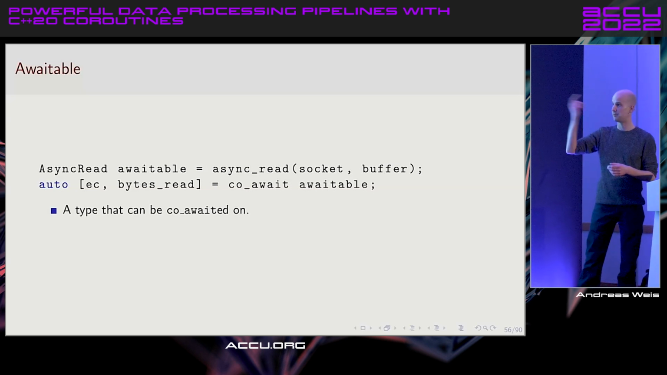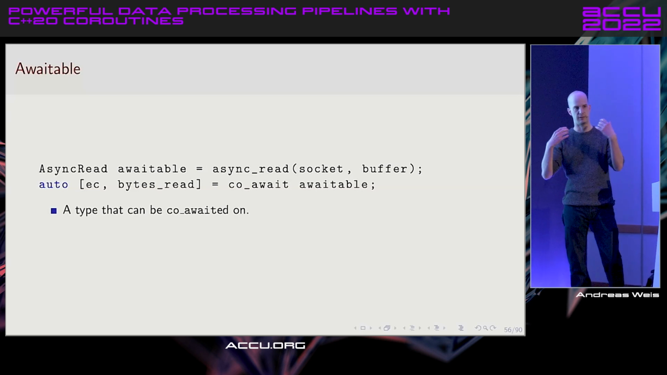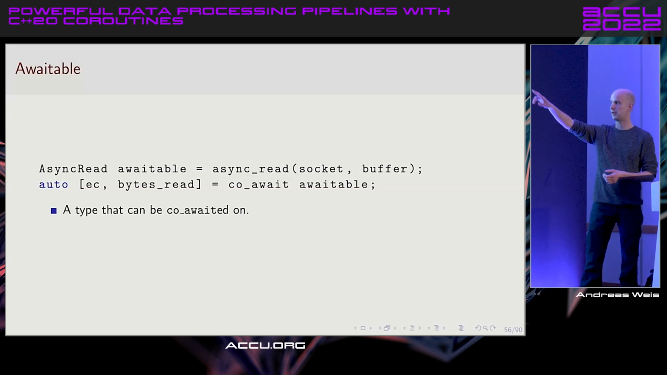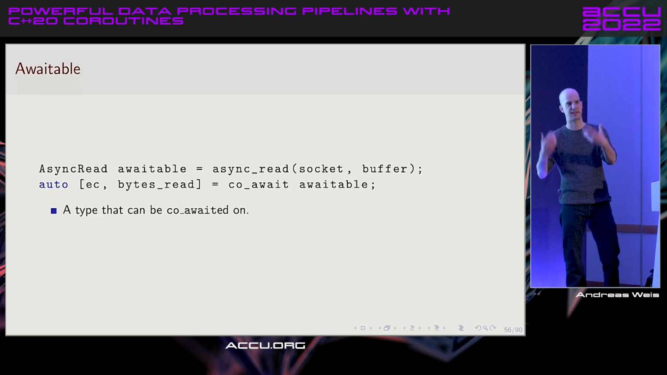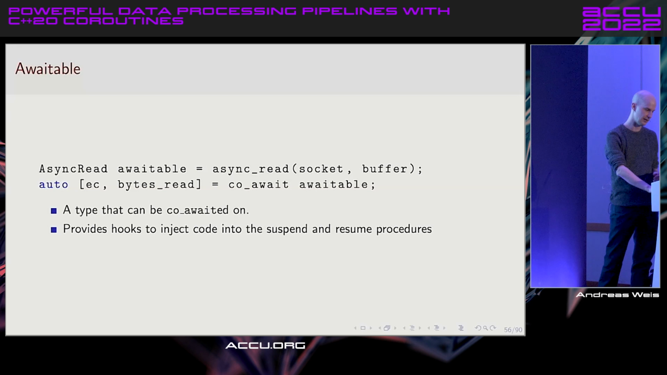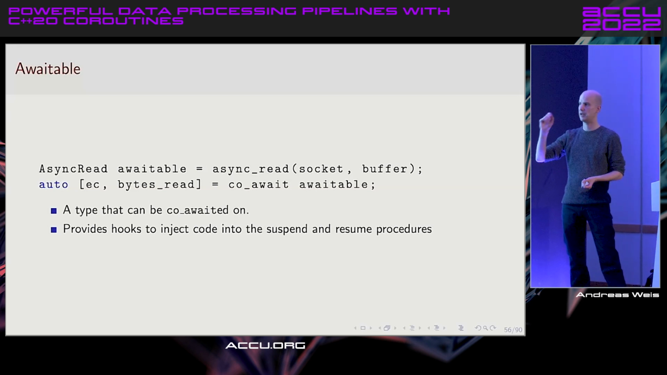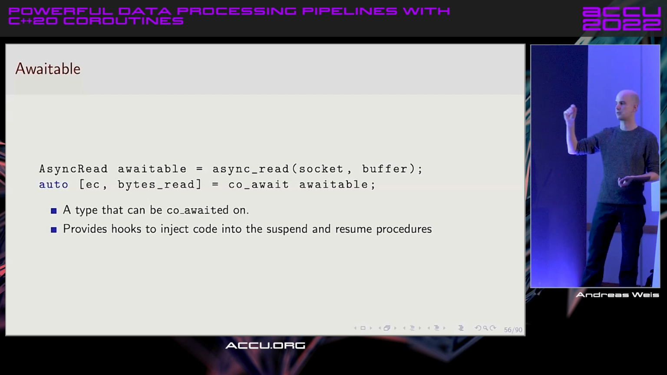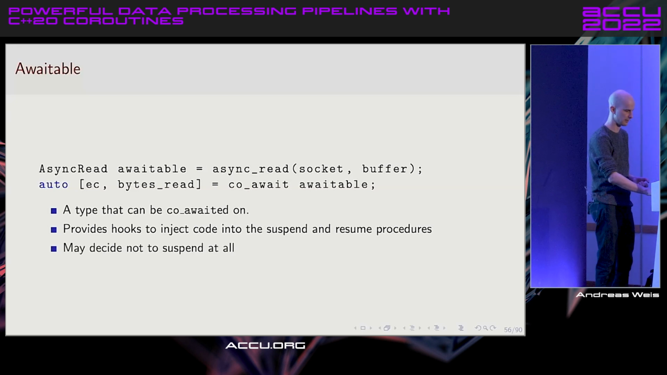But what really happens behind the scenes here is the async read object returns an awaitable, and then the operator co-await works on this awaitable. So it's a type that can be awaited on. That's why it's called awaitable. And what that does is the awaitable provides us the hooks to influence the behavior, what happens when I suspend a coroutine and when I resume a coroutine. That's its role.